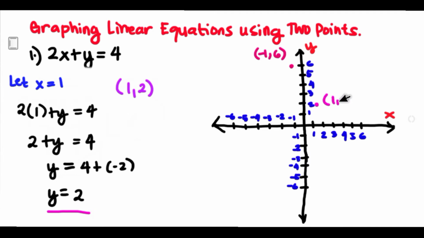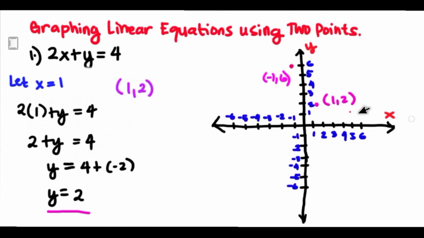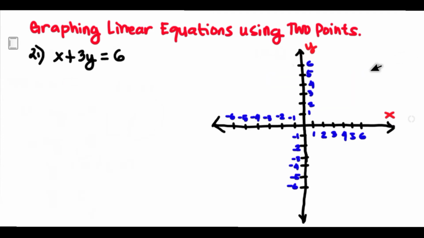Pangalanan natin 1, 2. So, given na po yung dalawang points na nahanap natin, negative 1, 6 and 1, 2. So, we know that 2 points determine a line. So, pwede natin ipag-join yung dalawang points na yan to make a line. So, pag join natin yung dalawang points na yan, ito po yung mabubuong line. Ito po yung graph ng linear equation na 2x plus y is equal to 4.